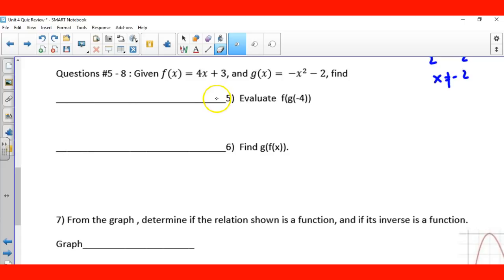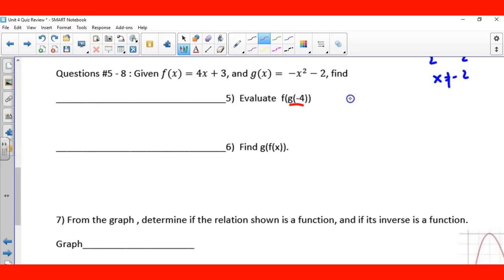I don't know why it's just 5 through 8. It should be 5 and 6. Anyway, we're given f is 4x plus 3, and g is -x squared minus 2. Sorry, y'all. Find f of g of -4. So, let's go and dig in. g is the internal function, f is the external function. So it's a composite function because one function is in the other one. Except here, x is defined as -4.